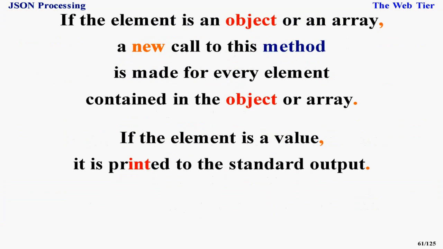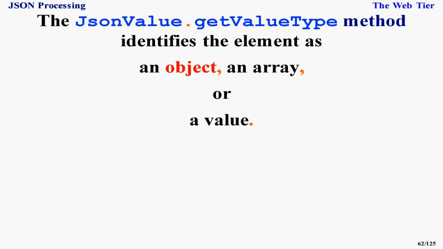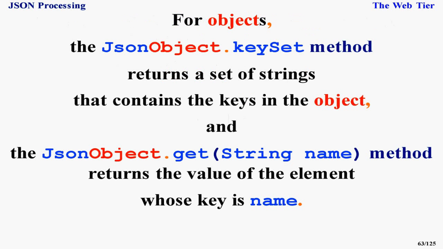If the element is an object or an array, a new call to this method is made for every element contained in the object or array. If the element is a value, it is printed to the standard output. The JsonValue.getValueType method identifies the element as an object, an array, or a value. For objects, the JsonObject.keySet method returns a set of strings that contains the keys in the object, and the JsonObject.getString(name) method returns the value of the element whose key is name.